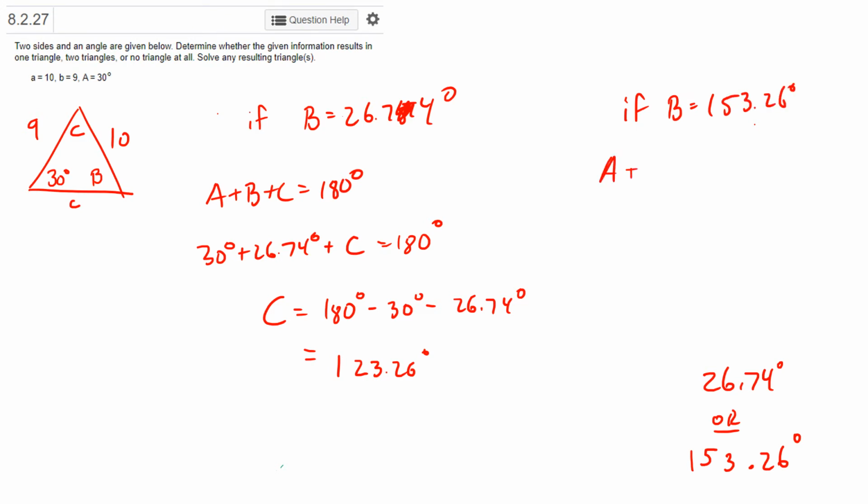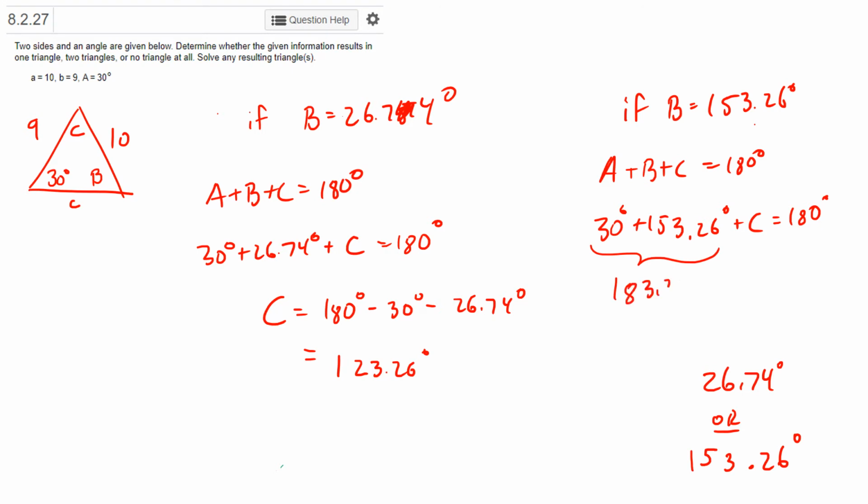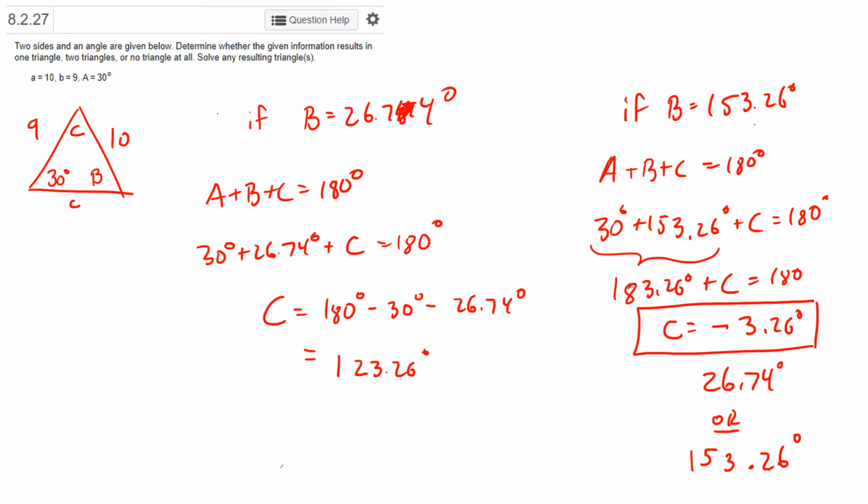On the other hand, what if I said that B was 153.26 degrees? I'd do the same thing. I'd say the sum of the three angles must equal 180 degrees. Now A is 30, and B, I just said, what if that's 153.26? Well, now we're going to get a problem, because notice that 30 plus 153 point something is bigger than 180. So this is 183.26 degrees. So what would C have to be? It would have to be negative 3.26 degrees, and I can't in an actual triangle have a negative angle.